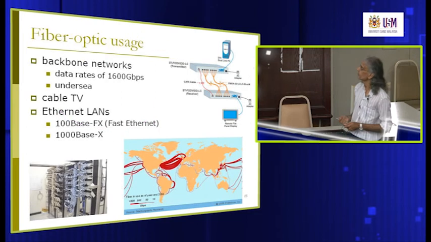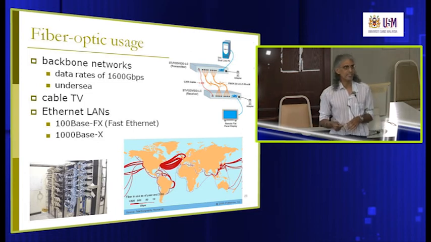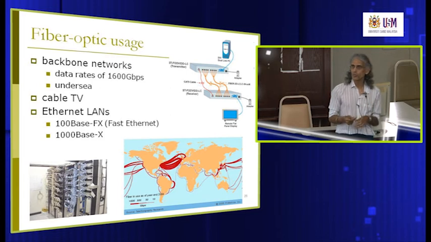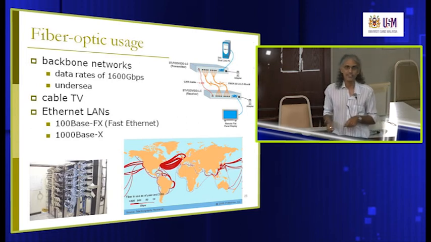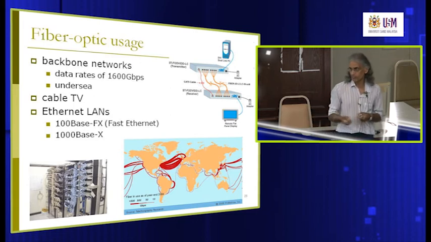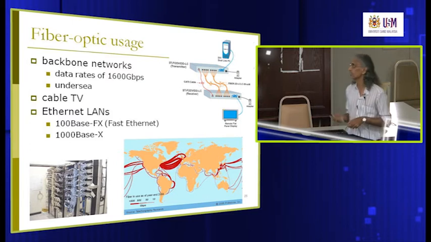So where is it used? Now, it's only used as backbone networks. What I mean by backbone networks is cables which are used to connect different networks together. Like for example, in USM, in our campus, between buildings, between our school and other schools, it is fiber optic cables. Inside the school, it's not fiber optic. It's basically the UTP. It's too expensive to put fiber optic cable in the whole building, or to bring it to your desktop, or to this particular machine. We are not that rich, right? So it's UTP. But between the buildings, yes, it's fiber optic cables. So we connect one LAN to another LAN, we use fiber optic cables. That's what we mean by backbone.